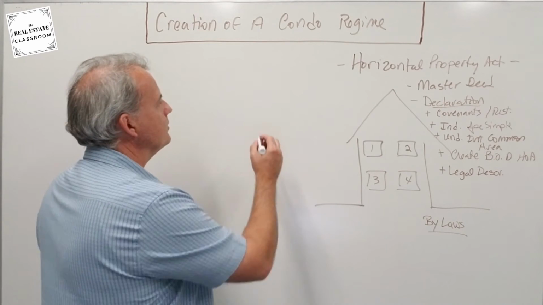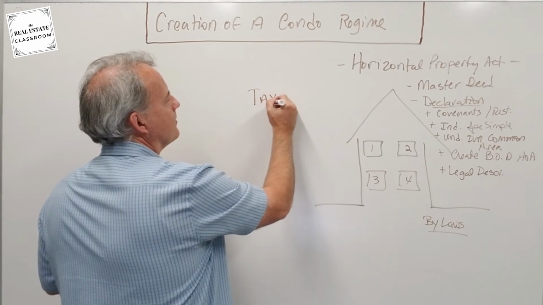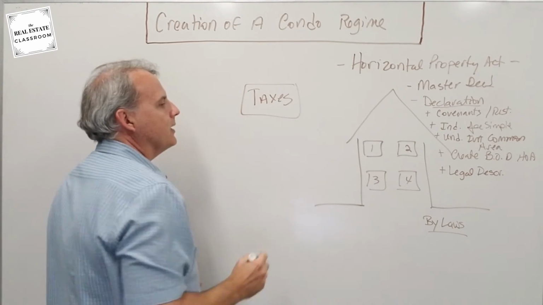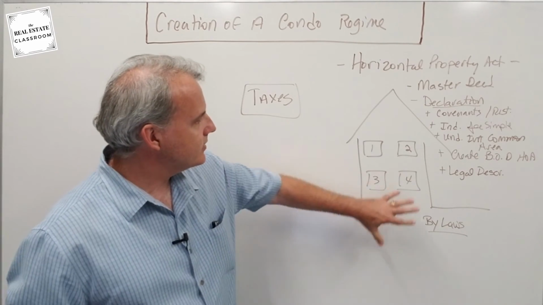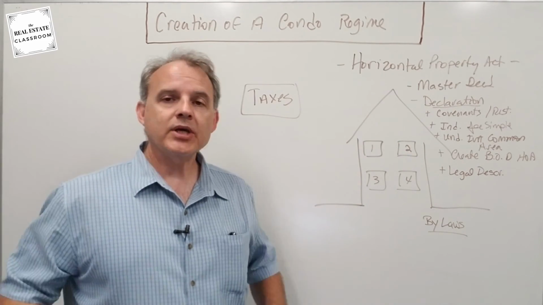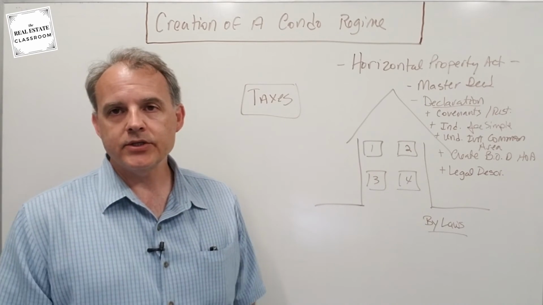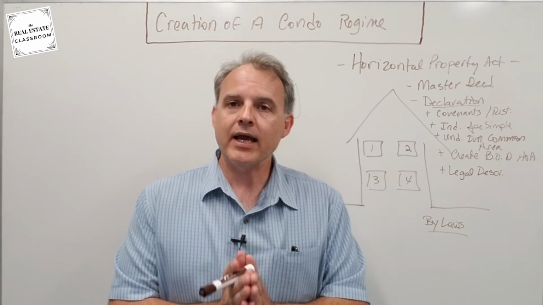All right, so two other things I want to deal with here. Number one is, what do we do about taxes? Because we have to pay property taxes. You would think that the county is just going to assess the entire deal, send the bill to the homeowners association and let them figure it out. But that's not what happens.